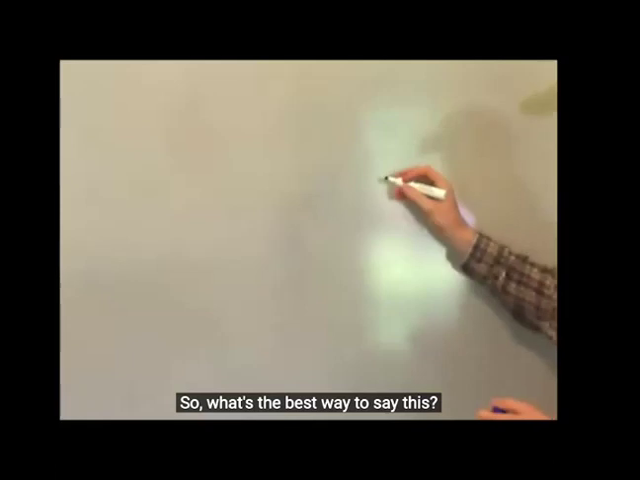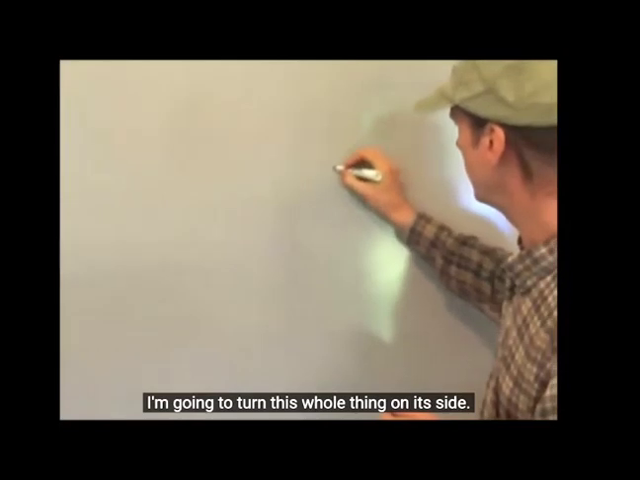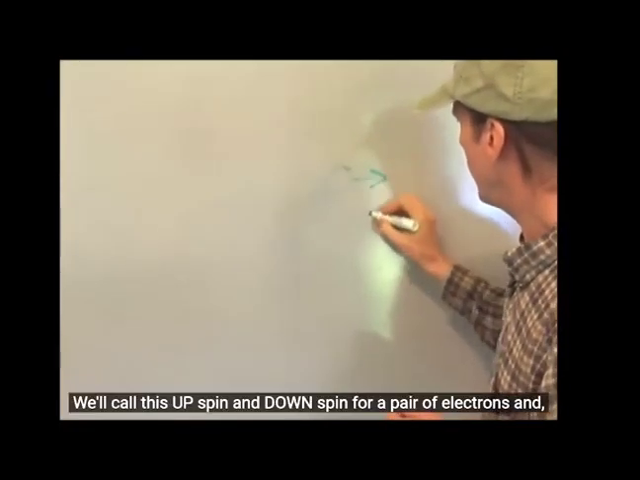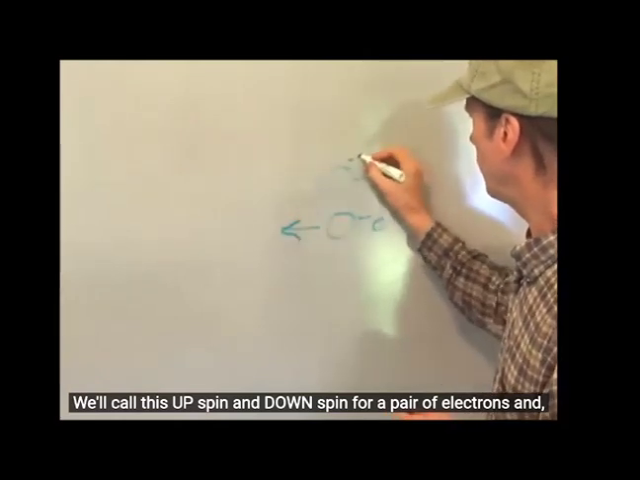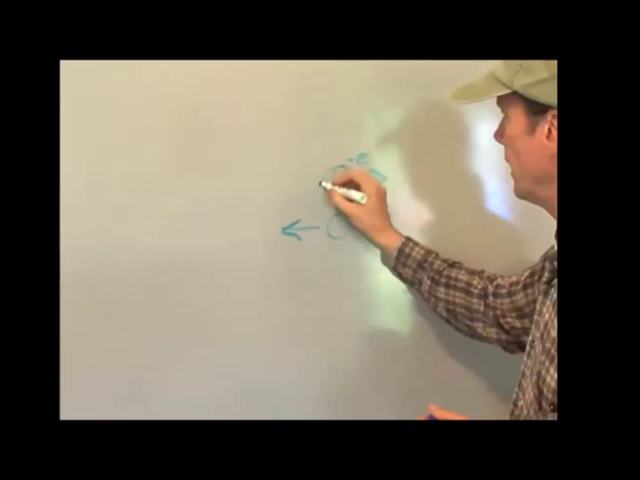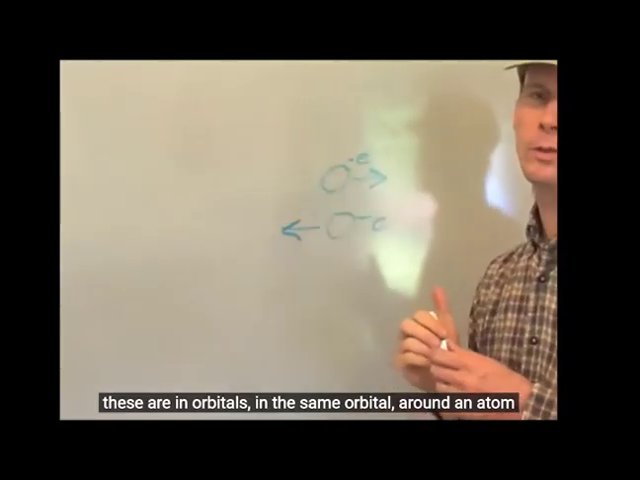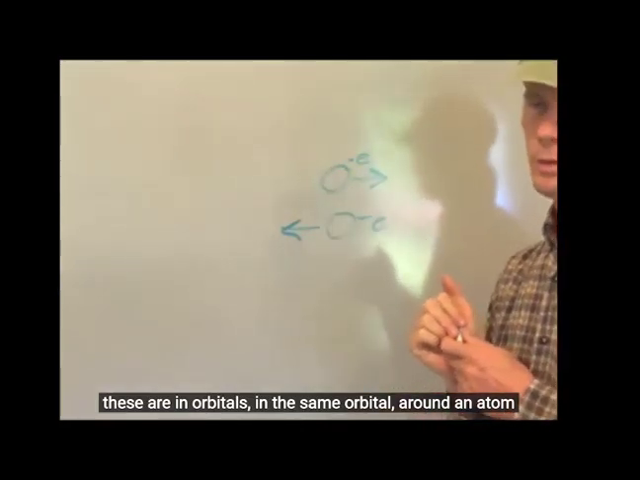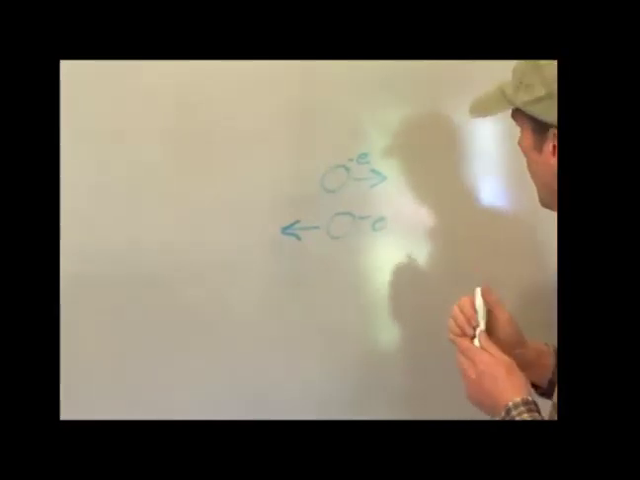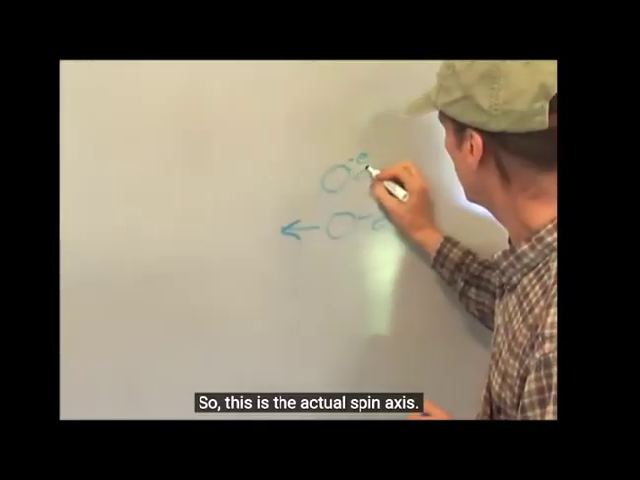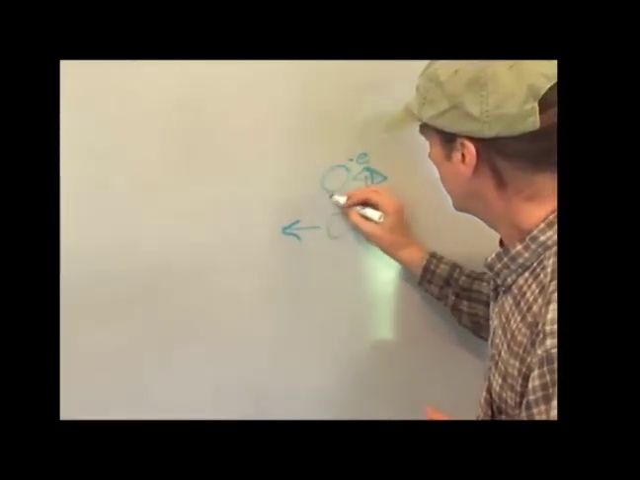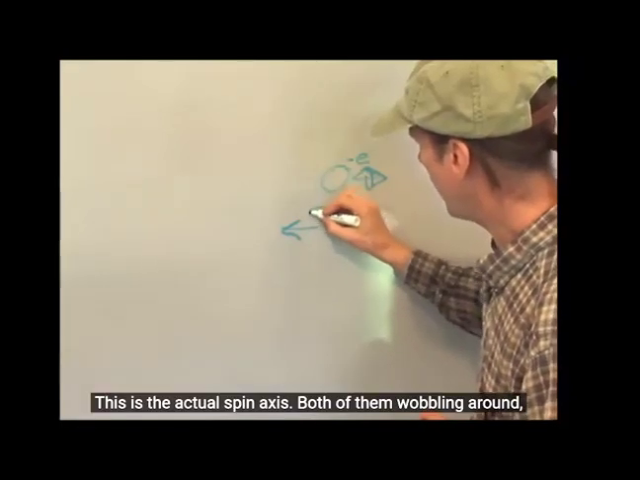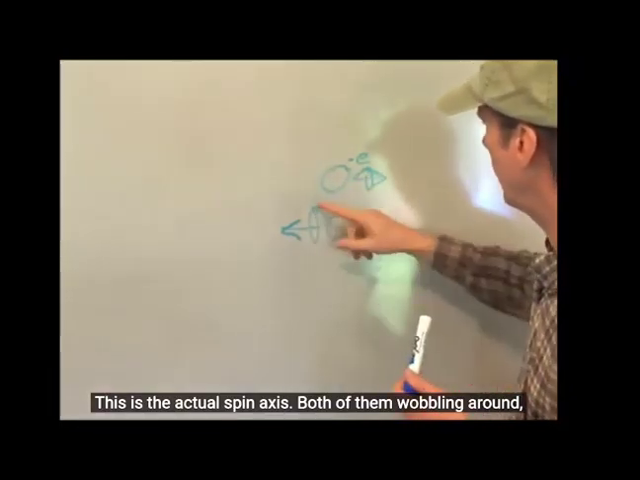So, what's the best way to say this? I'm going to turn this whole thing on its side. We'll call this up spin and down spin for a pair of electrons, and these are in the same orbital around an atom. So this is the actual spin axis. This is the actual spin axis, both of them wobbling around.